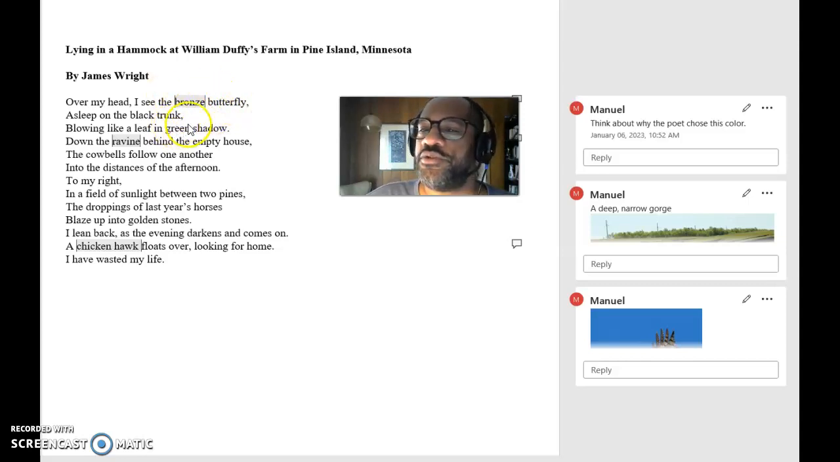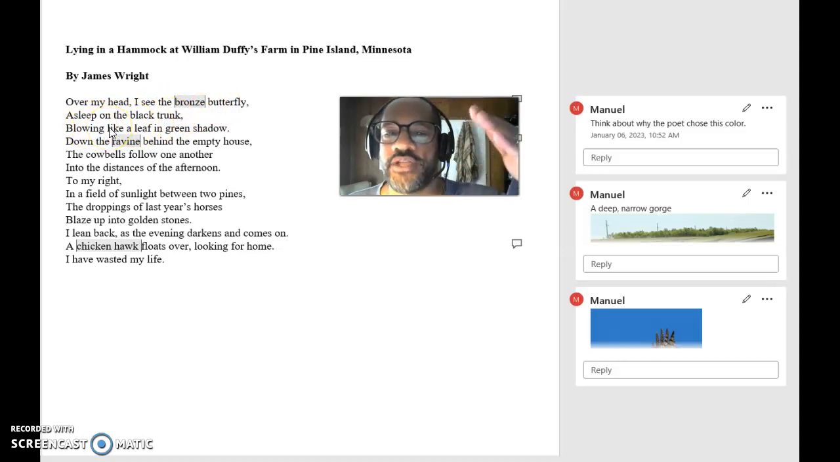And so he's going to see this beautiful butterfly, and he's got that color. Why that color? Bronze. It's an interesting color. It could have been yellow or something. We might think about why he wants to use that. But he is going to put a lot of color in here. The bronze butterfly, the black trunk, and that butterfly is blowing like a leaf, right? It's shaking like a leaf might shake, right?